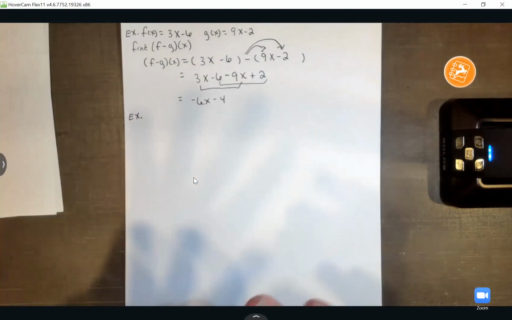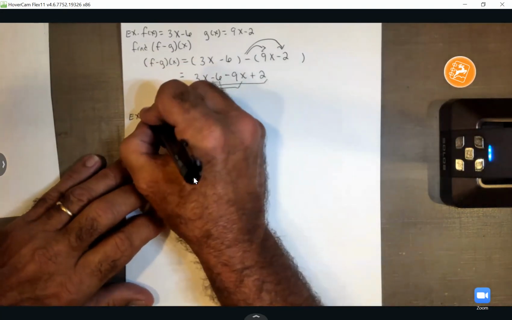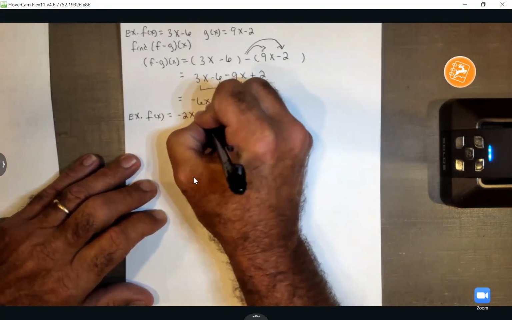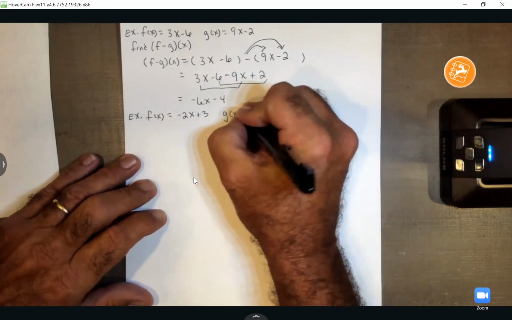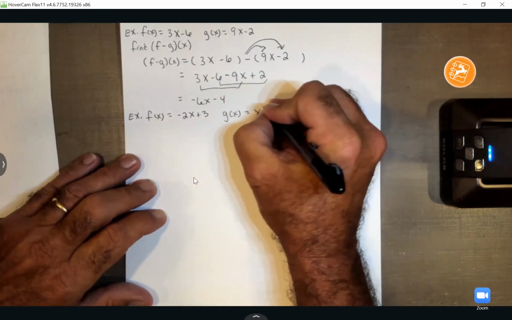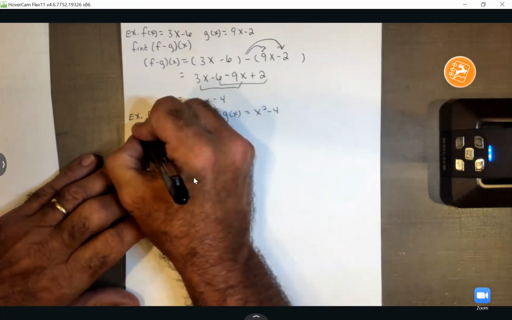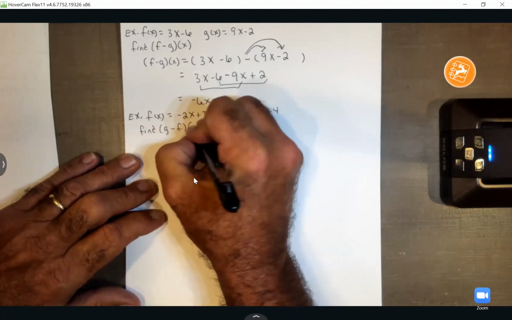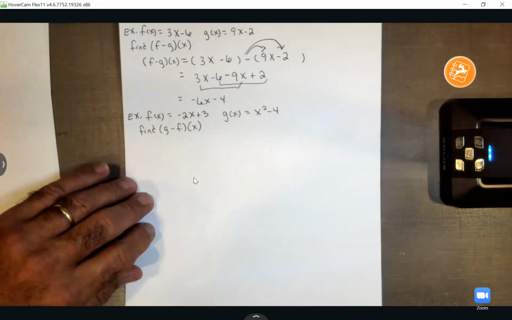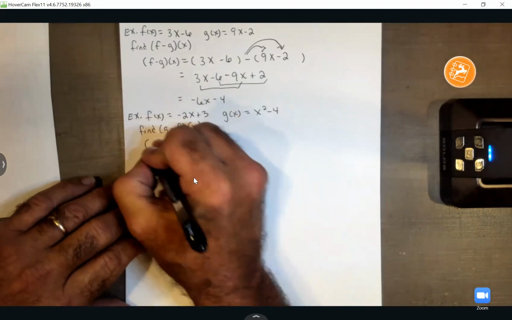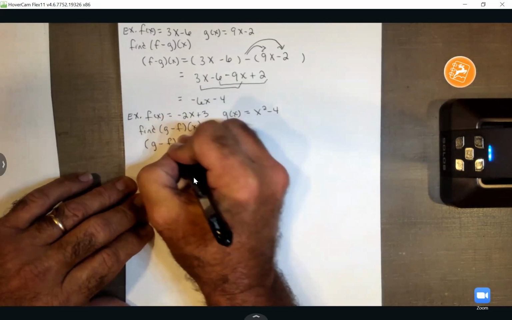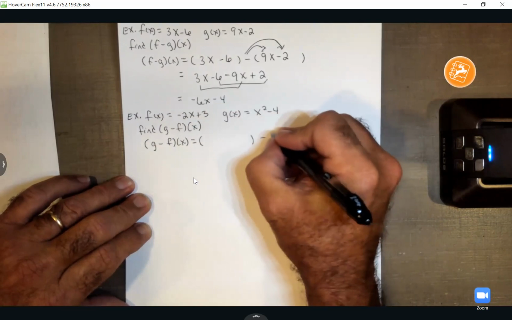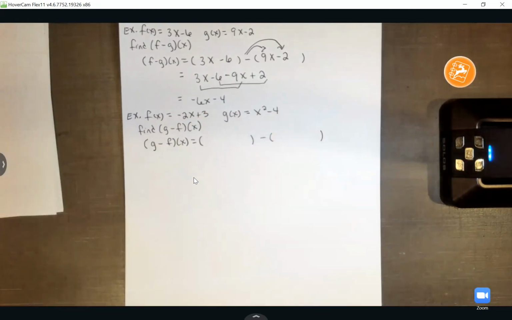All right, so I'm going to give y'all a curveball here. I'm going to do an f of x again. F of x will equal negative 2x plus 3. G of x is going to equal x squared minus 4. We're going to find g minus f of x. All right, so I'm going to write that right here. G minus f of x equals my function minus my function.